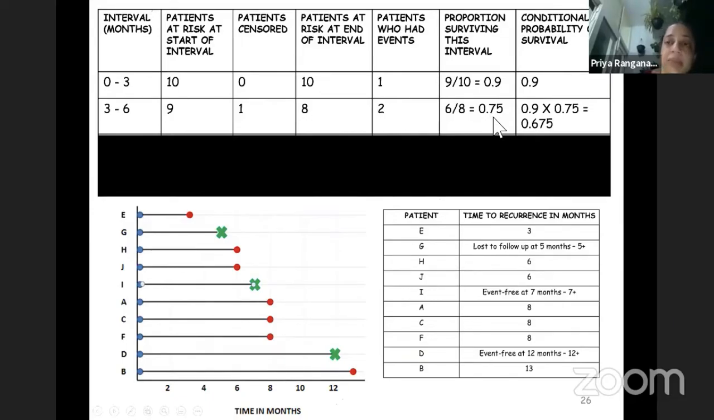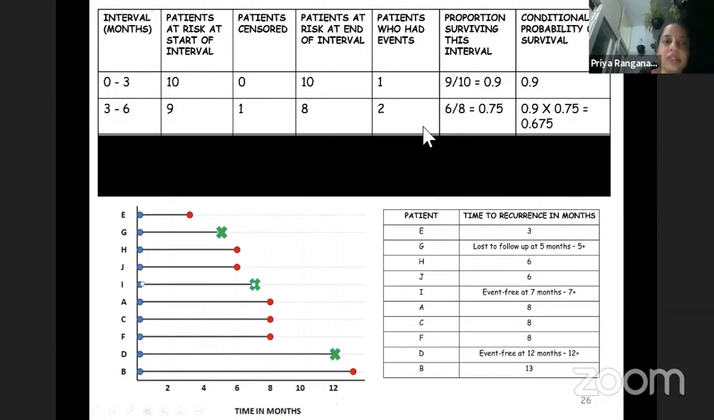And here the concept of conditional probability comes in. Therefore, the conditional probability of surviving from 0 to 6 months is 90% multiplied by 75%, which is 67.5%. So 67.5% of patients who undergo surgery will survive to the 6th month after surgery.